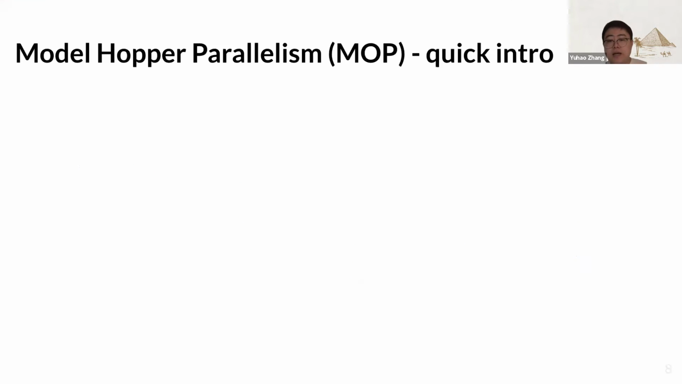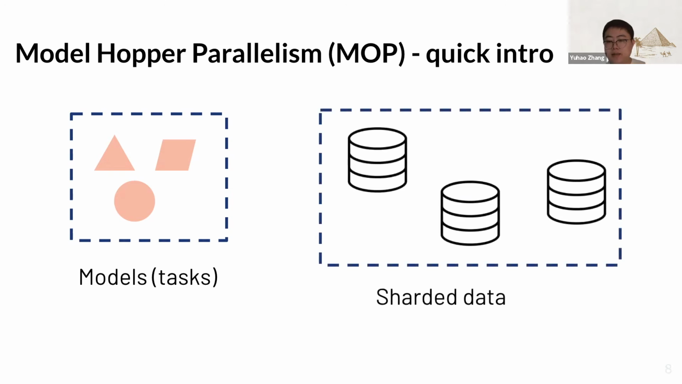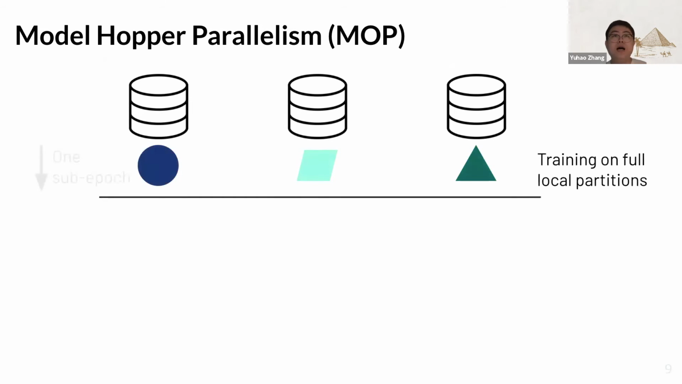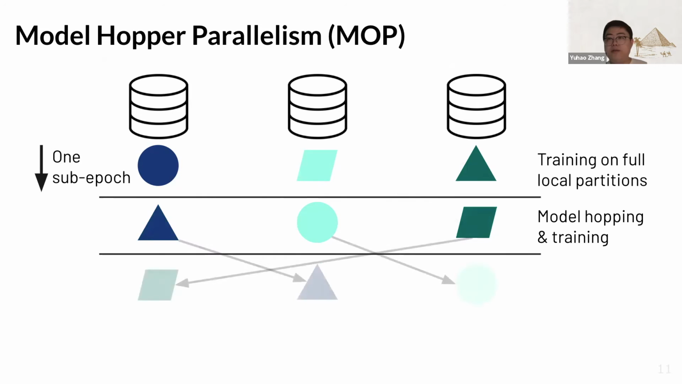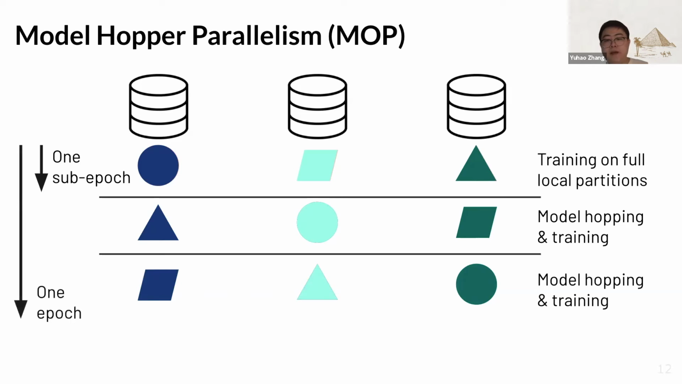Okay, with that fixed, now a brief introduction to MOP. It takes a model selection workload, which contains multiple models to train on some sharded dataset, potentially distributed to multiple nodes. It first assigns each model to one shard and lets the nodes train the models with their respective data. This is called one sub-epoch. After which, we hop the models to different data shards and repeat another sub-epoch until each model has visited each data shard. This is called one epoch of training. We now try to integrate this parallel scheme into a DBMS.